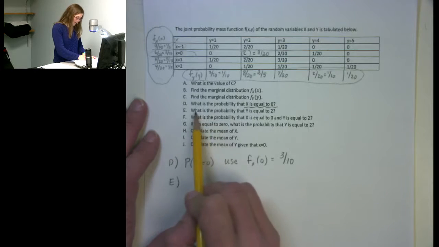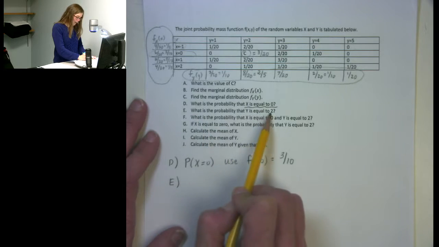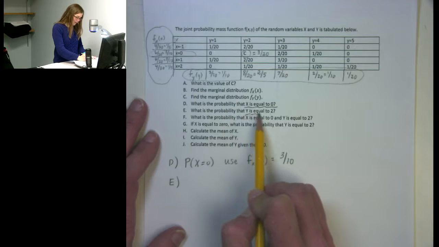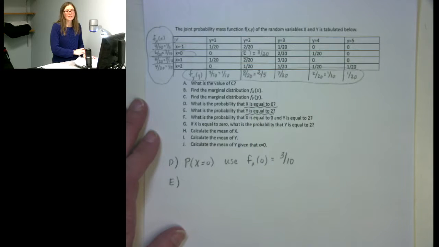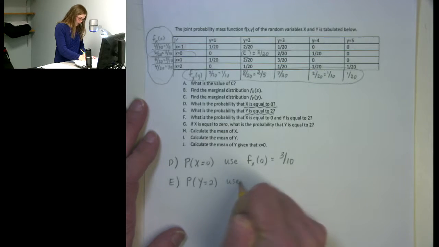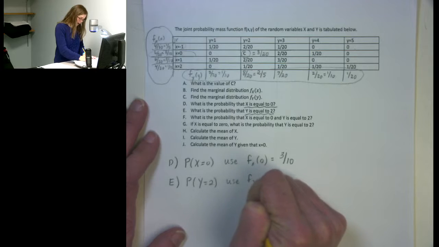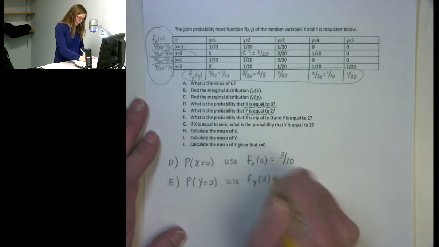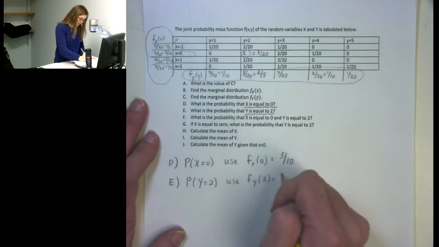Part E, I want to know the probability that y is equal to 2. Since I'm not saying anything about x in this one, I'm only interested in y. Probability that y is equal to 2. I'm going to use my marginal distribution of y, evaluated at 2, which gives me 2/5.